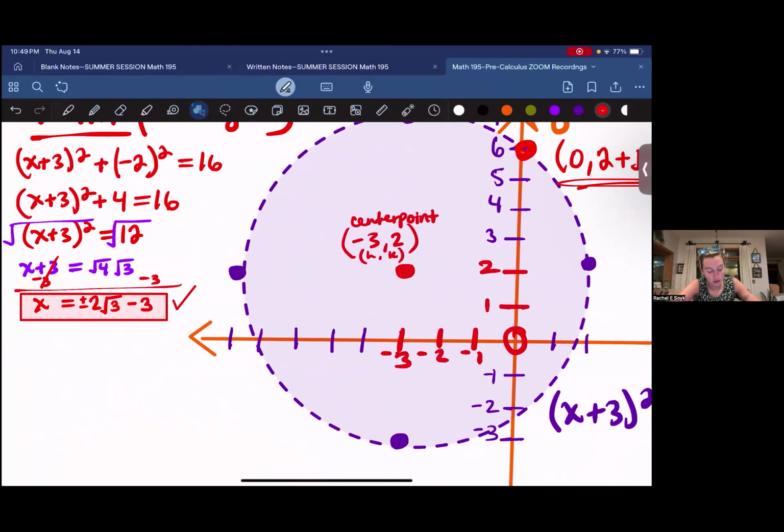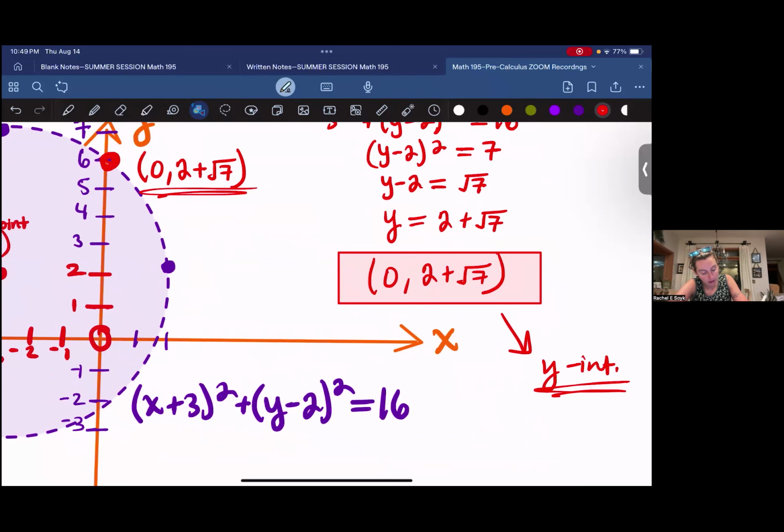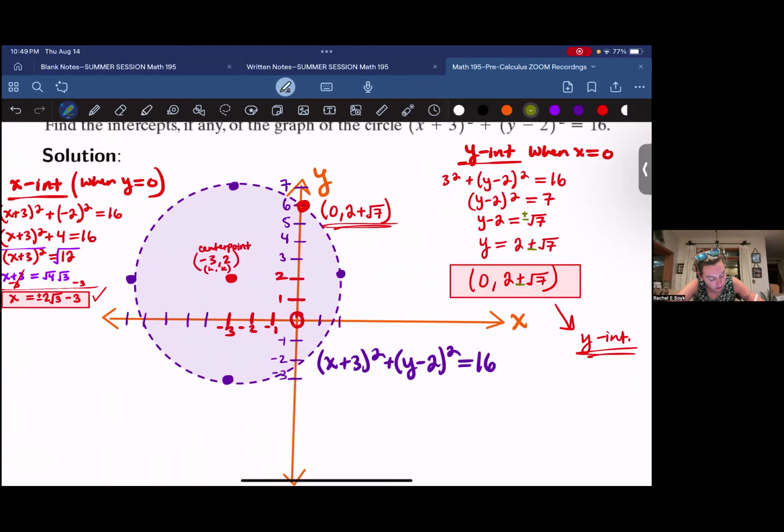And the same goes for actually our y-intercept. We have two different values. We have 2 plus or minus square root of 7. So let's make that edit. Plus or minus, plus or minus. Because notice, look, there's another y-intercept down here.